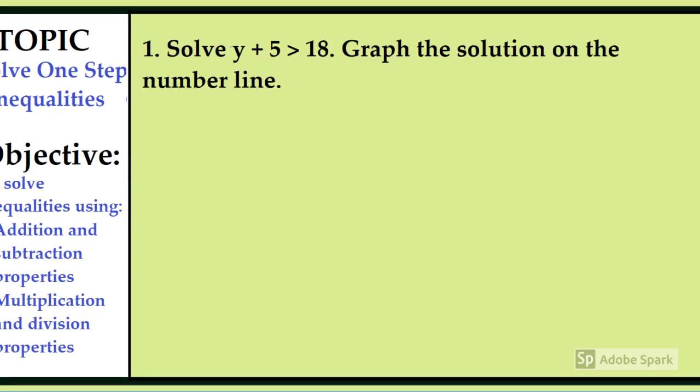Now, let's work on this example. Solve y plus 5 is greater than 18. Graph the solution on the number line. What are we going to do? The number together with the variable is on the left side, and it is plus 5. So, we're going to subtract 5 on both sides. 5 minus 5 is equal to 0, and 18 minus 5 is equal to 13. Therefore, y is greater than 13.